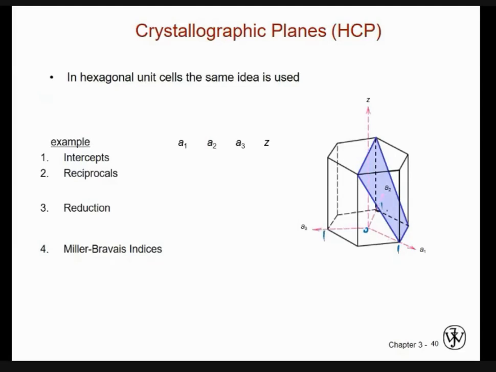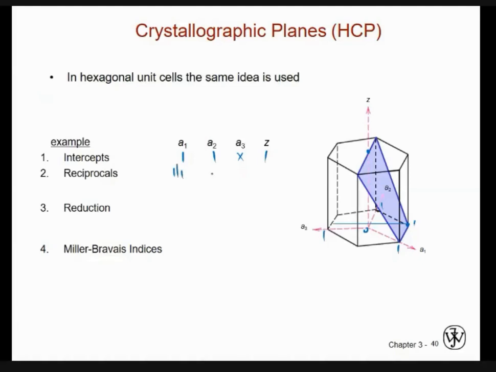So this plane intersects A1 at point 1. It intersects A2 at point 1. You see, this is full length. This is parallel to A2. It intersects the Z-axis at point 1, full length. For A3, let's keep A3 empty for now.